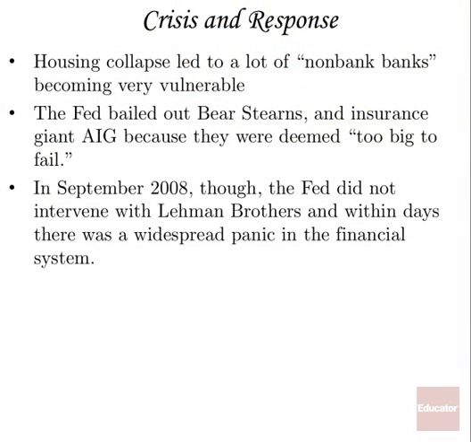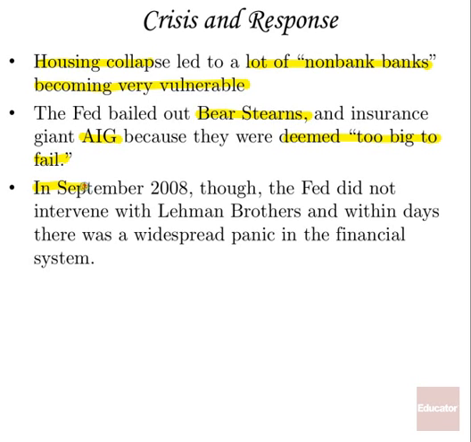So what took place here? In a nutshell, housing collapse led to a lot of non-bank banks becoming very vulnerable. A lot of these non-traditional banks that were engaging in bank-like activities became very vulnerable. The Fed bailed out Bear Stearns and insurance giant AIG because they were deemed too big to fail. So the Fed actually stepped in and said, if these companies collapse, then the whole economy is going to go under, so we're going to lend to them. Very unprecedented move at the time.